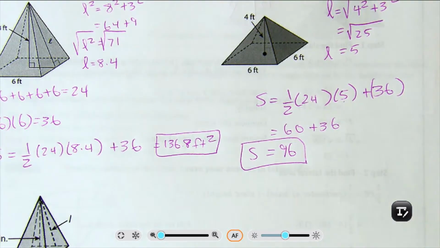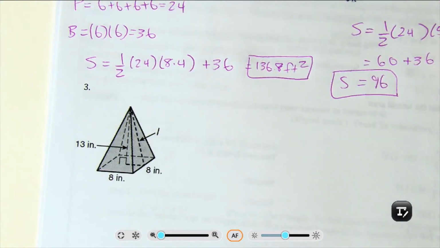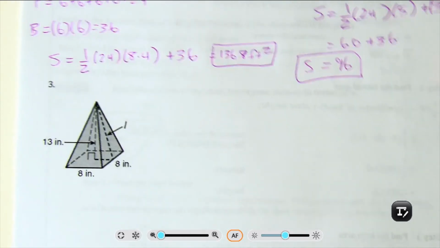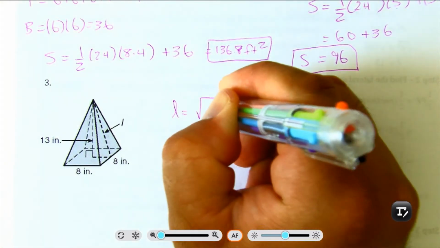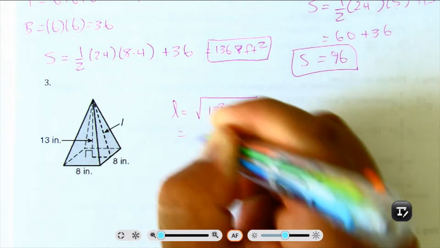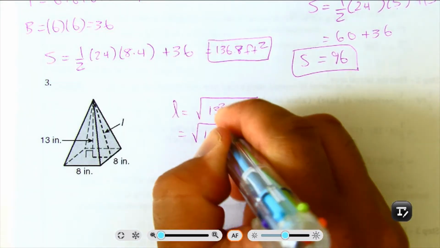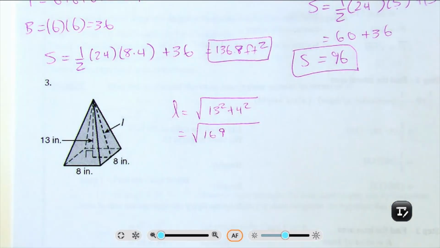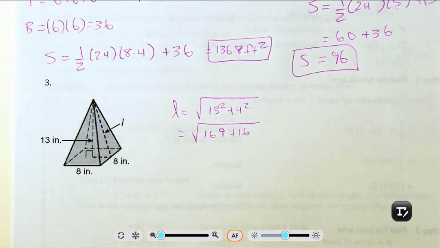And the last example that I have is this one right here. So the slant height is equal to the square root of 13 squared plus 4 squared. Now 13 times 13 is 169, and 4 squared is 16. So the square root of 169 plus 16 is 13.6. That is my slant height.